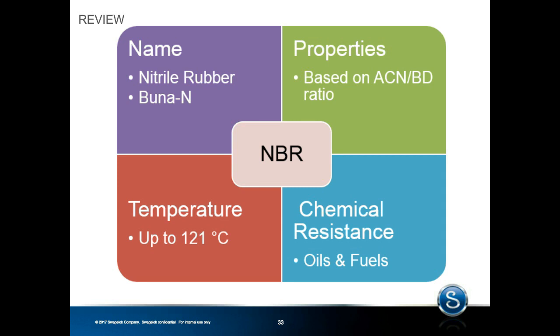For these materials, you can achieve sealing up to 121 degrees C, but these are time-dependent materials, so you need to be careful if you're going to be pushing them at the high end for extended periods of time. The main categories for chemical resistance for this material would be oils and fuels.